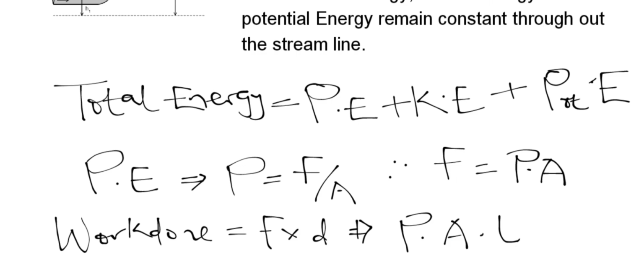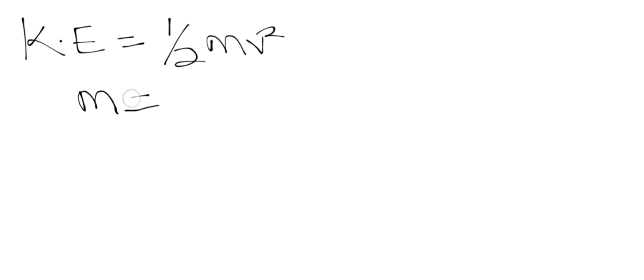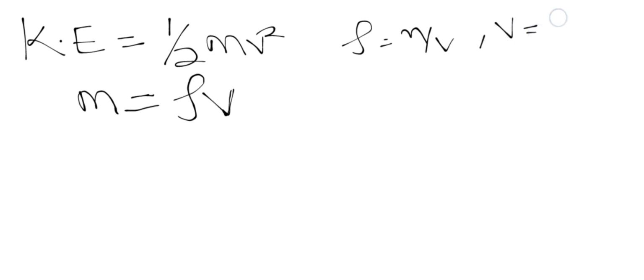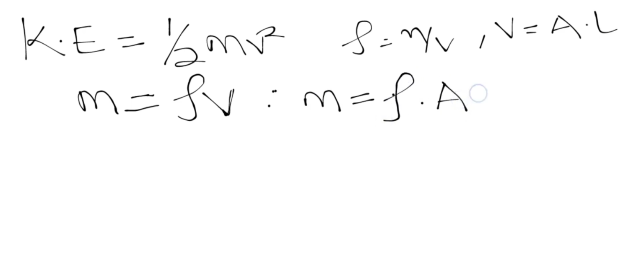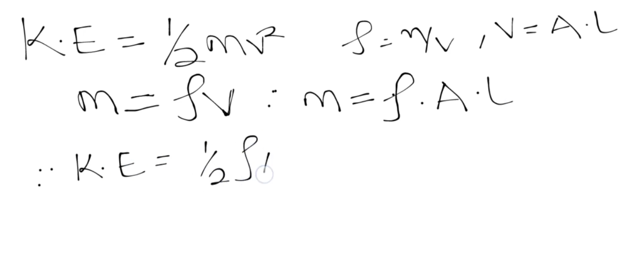Let's have a look at the kinetic energy. Kinetic energy, KE, is equal to a half mv squared. Let me express mass with the flow related variables. We know that mass is density times volume, from density is equal to mass over volume. Also, the volume can be denoted as the area times length. So the mass will be equal to density times area times length. Therefore, the kinetic energy KE will be equal to a half rho AL, then the velocity V squared.